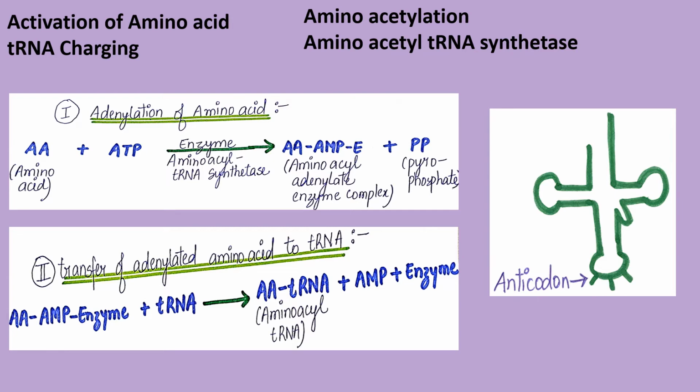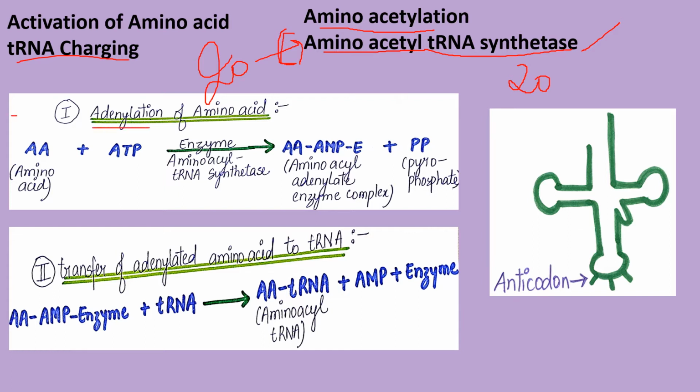Now I'll tell you about aminoacylation or tRNA charging. The enzyme which is important for this process to occur is aminoacyl tRNA synthetase. There are 20 amino acids, and for each amino acid there is an aminoacyl tRNA synthetase enzyme. It means there are 20 aminoacyl tRNA synthetases, one for each amino acid. The process of tRNA charging occurs in two steps.